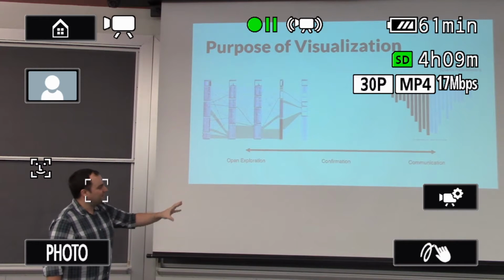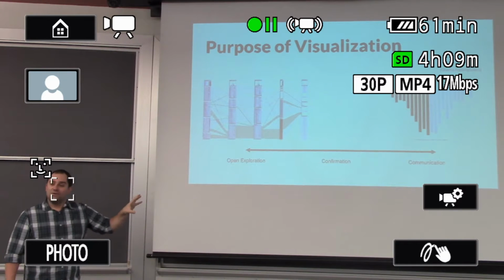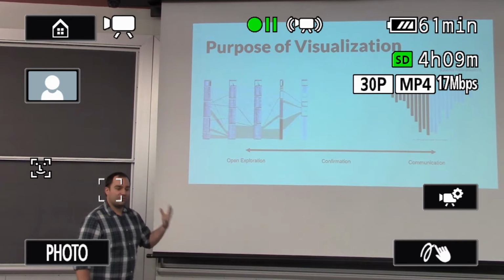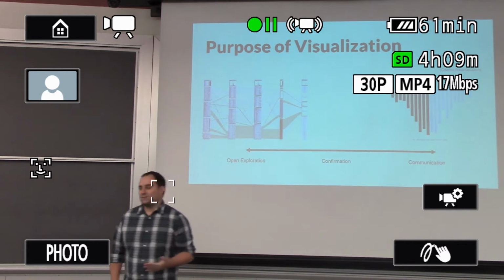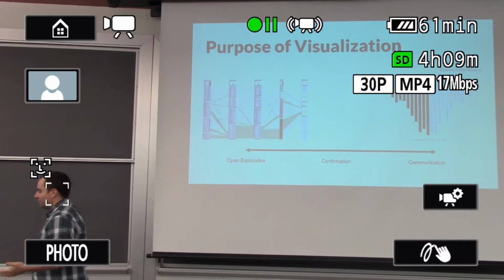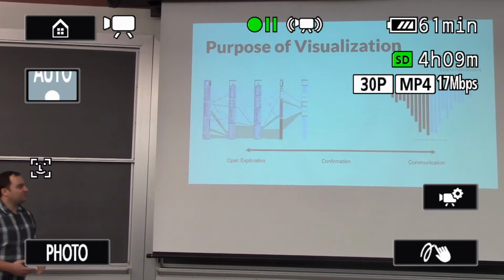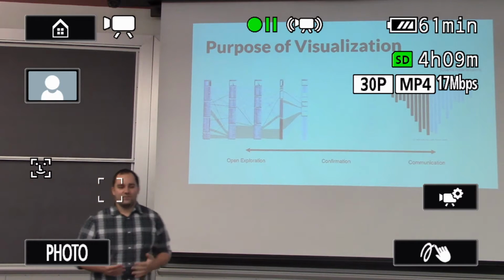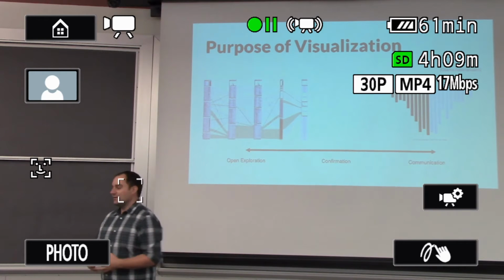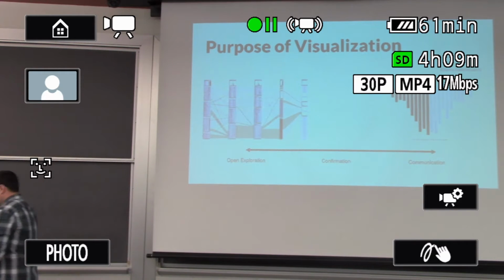But this is like communication. Then you could have confirmation, so you have a hypothesis, you have an idea, and you're looking for data that supports it. That would be the confirmatory task. And then you have open exploration, where you simply have multiple data sets and maybe a vague idea of what is in there or a vague idea of a goal, but you openly explore the data set.